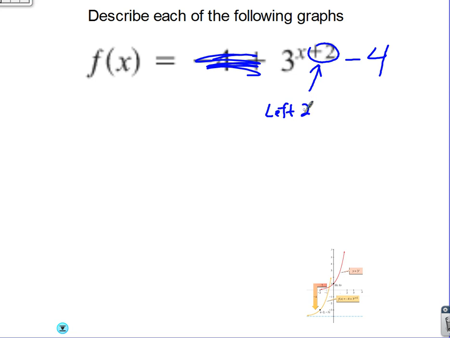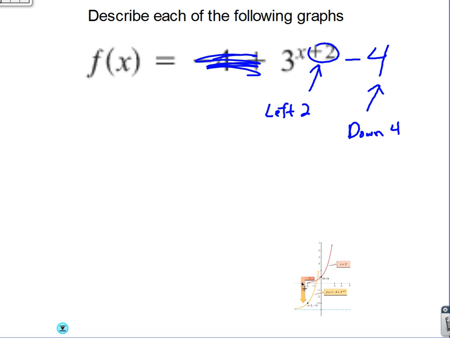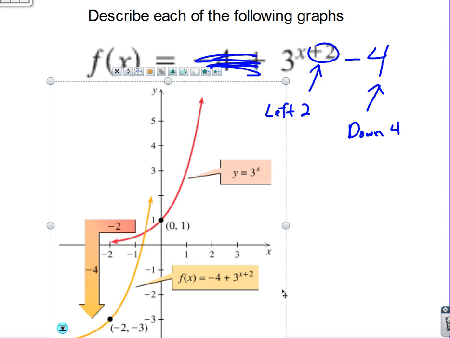And then you've got this -4 tacked on the end. It's not backwards. It does exactly what you would think. If it's a negative, it's going to go down. If it's positive, it's going to go up. So that's going to go down 4. So you've got your basic y equals 3 to the x power, which here's the graph of it. But what used to be at 0, 1 is now shifted left 2 and down 4, and it's now located at -2, -3. Same graph, though. Any questions?